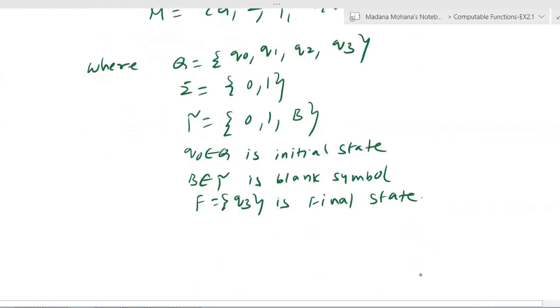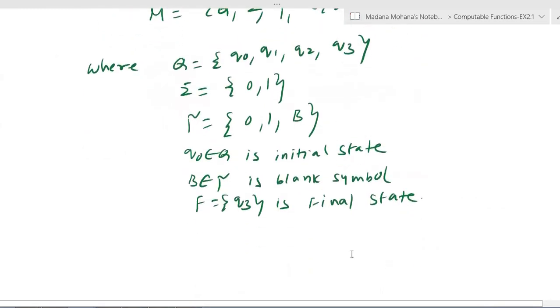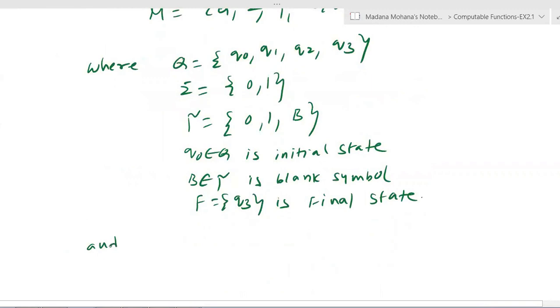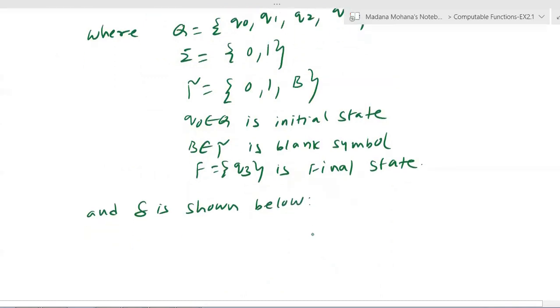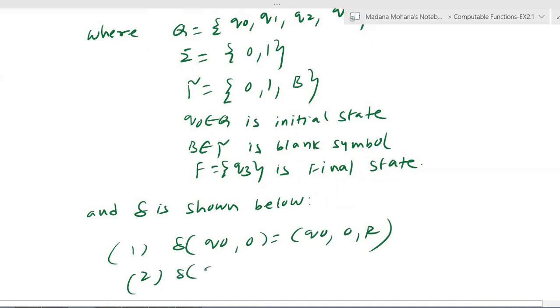Now delta is given below. Delta is shown below. Add all the 5 transitions we obtained above. The first one is delta of q naught on 0 equal to q naught 0 R, and the second one is delta of q naught on 1 equal to q1.